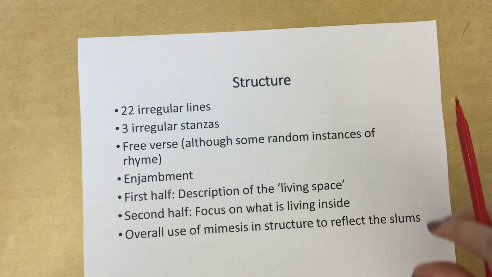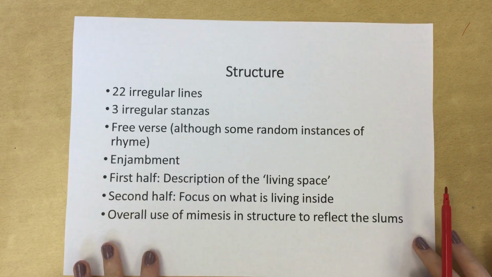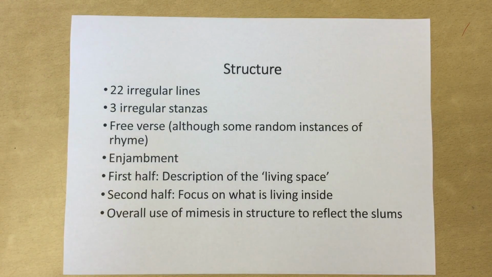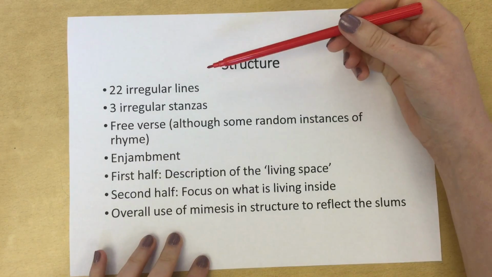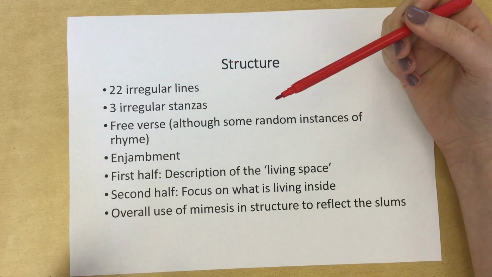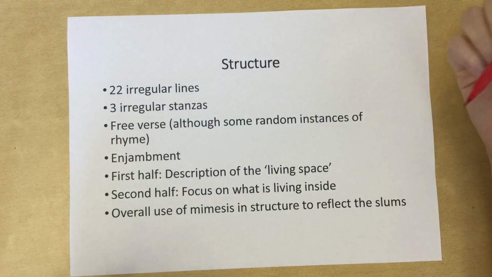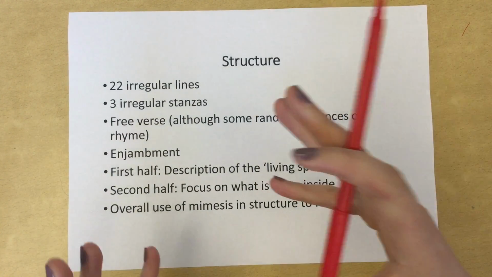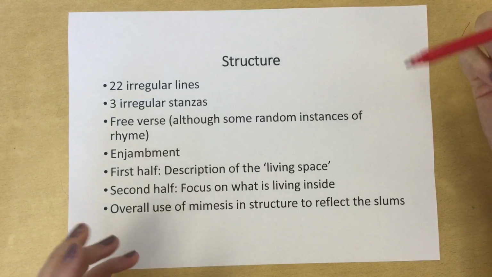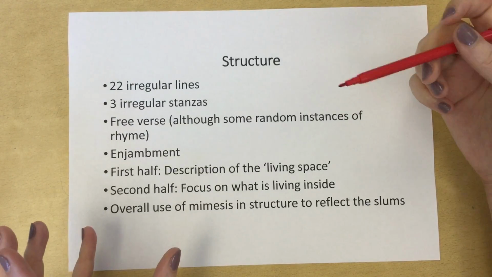So if we start on the structure of the poem, first of all, it's 22 irregular lines. They are of differing lengths, which reflects the uneven appearance of the slums that you would find in Mumbai. There are 3 irregular stanzas, once again, to show the sort of irregularity. You don't have the same size buildings all in a row. You have a complete ramshackle appearance.